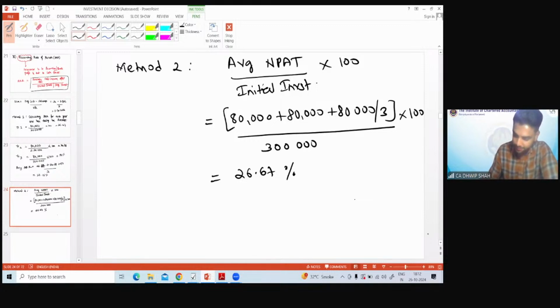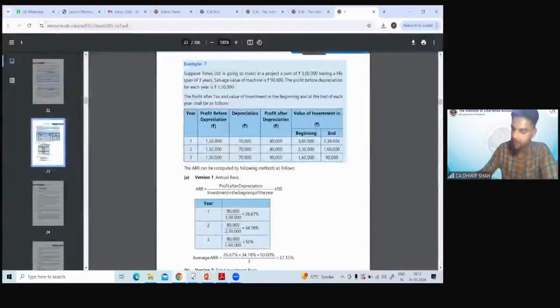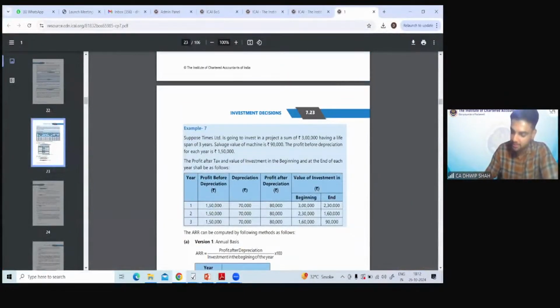Third is method 3. Method 3 is you take average NPAT in the numerator. 3 lakh is the initial investment. Original investment is 3 lakh. It is given in the question. Sambeshwari, see, it is written in the question: suppose time limited is going to invest in a project a sum of 3 lakh. 3 lakh is the initial investment.